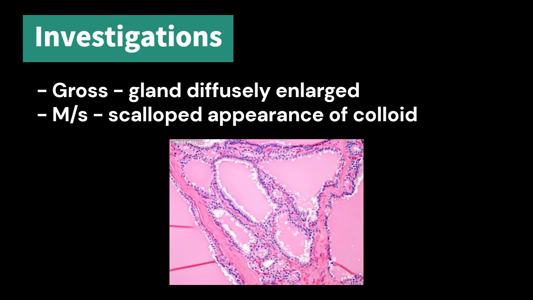So normally we know that the thyroid cell is lined by tall columnar cells, and in between that is the colloid, which consists of the thyroid hormones. But in Graves' disease, we will see that the colloid is slightly scalloped, which means that it seems like the colloid has been scooped by somebody. And so we will have these whitish appearing areas, and this is called scalloped appearance of the colloid.